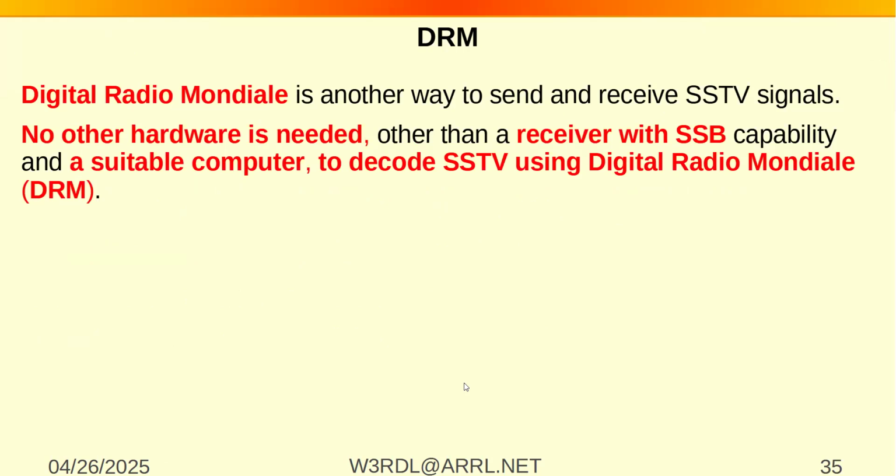And Digital Radio Mondiale, DRM, I don't know how you pronounce it. They have it in here because you can use it to send and receive slow scan TV. All you need is a single sideband receiver and a computer that's capable of decoding the slow scan TV signal in DRM mode. What software that is, I have no idea.